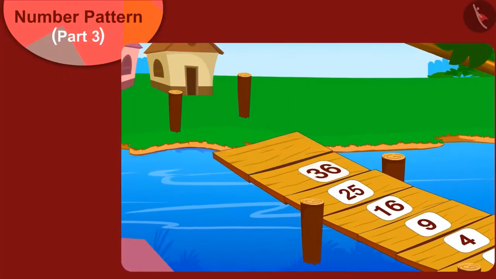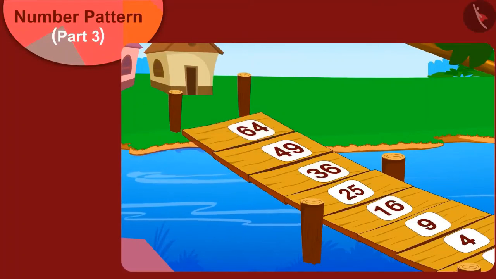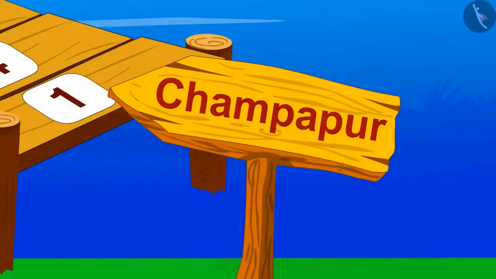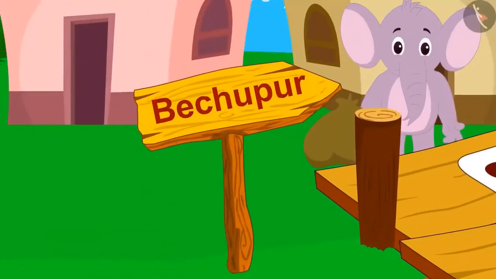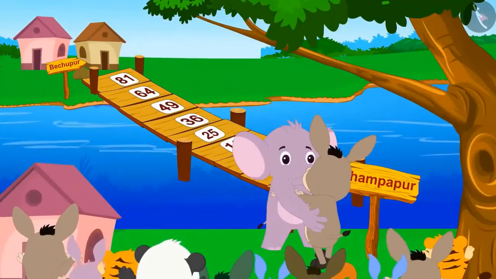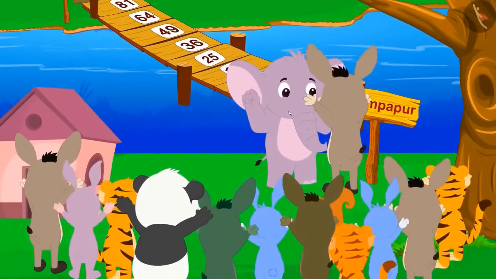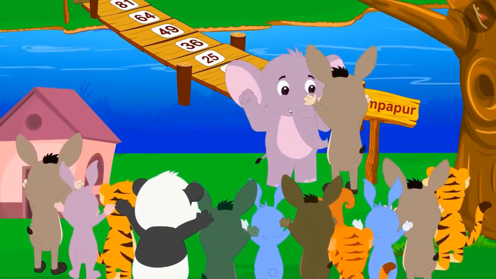The villagers also together wrote these numbers on the bridge, and finally the bridge between Champapur and Bechupur was completed. All the villagers started dancing happily.